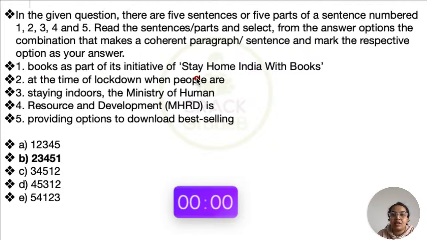Books as part of its initiative. Which books are they? Can I say best selling books? That makes sense. So first pair, fifth and the first one.